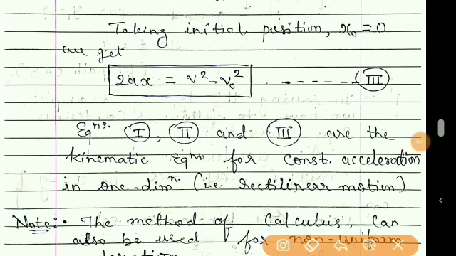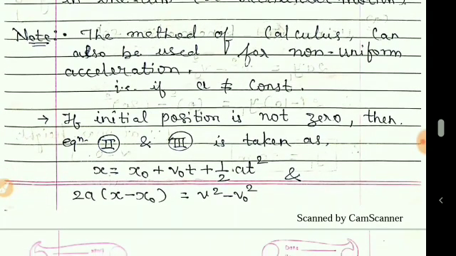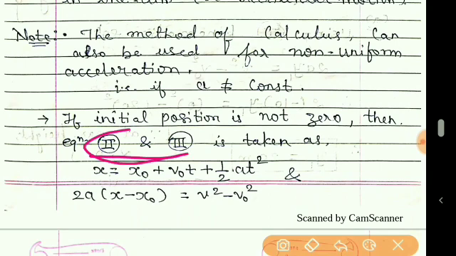So students, we obtained 3 kinematic equations by using the method of calculus. Now students, what we have considered here is the initial position to be 0. But if we do not consider the initial position to be 0, then equation number 2 and 3 can be written like this, and you can easily understand that from the earlier process or method which we have done.